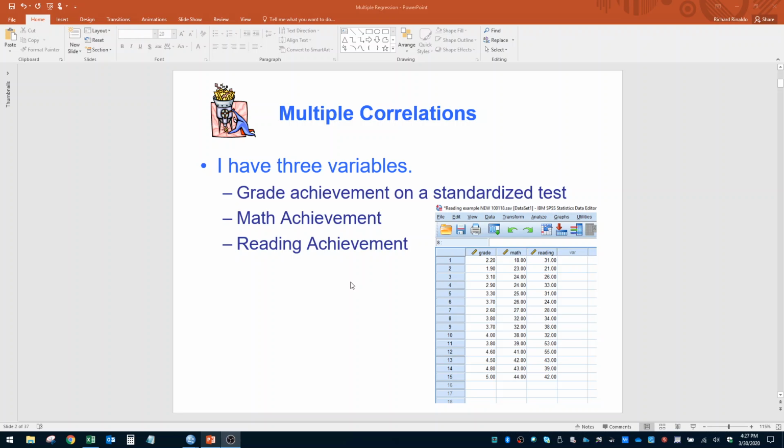The test data we have is made up of 3 variables: grade achievement on a standardized test, math achievement, once again on a standardized test, and reading achievement. And what I want to see is, in terms of academic achievement, in terms of the grade level on a standardized test for these students, 15 students, does math predict grade, and does reading predict grade? I could run these as 2 simple regressions, but I want to run them together, so I want to see what each uniquely contributes to the regression equation.